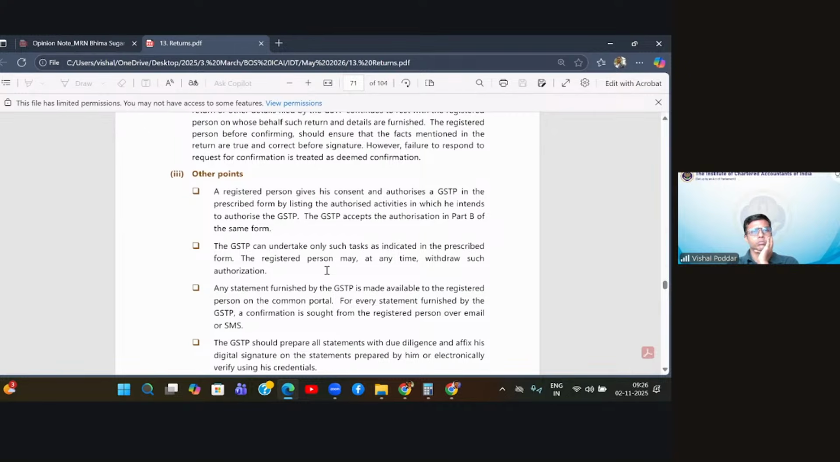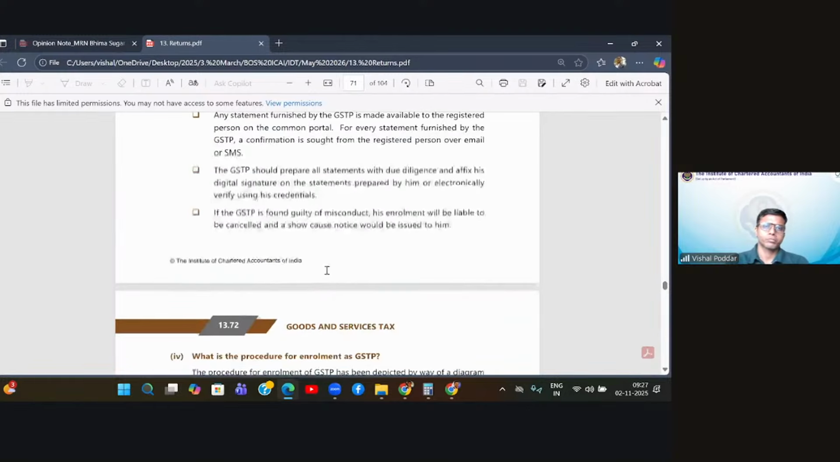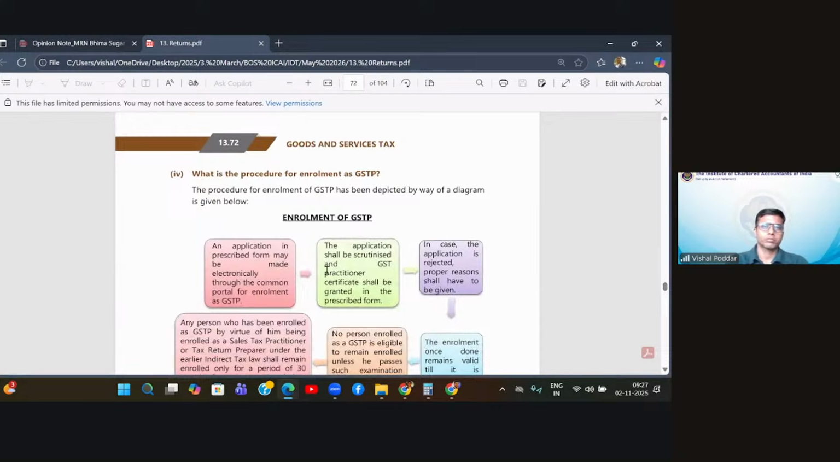For every statement furnished by the GSTP, a confirmation is sought from the registered person over email or SMS. The GSTP should prepare all statements with due diligence and affix his digital signature on the statements prepared by him or electronically verify using his credentials. If the GSTP is found guilty of misconduct, his enrollment will be liable to be cancelled and a show cause notice would be issued to him. So all these are the steps of how GSTP files your returns.